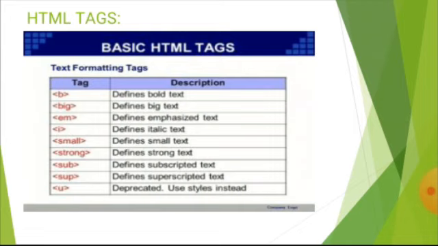Strong tag, for making the sentence or the text bold or dark, then we are using the strong tag. Sub tag describes the subscript text, for example H2O. In H2O, the 2 is the subscript. Then after that, sup tag describes the superscript text. Example: in 11th or 12th, th is the superscript text.